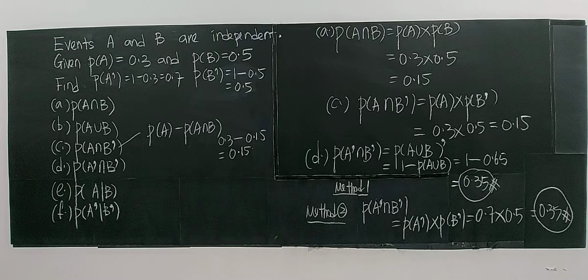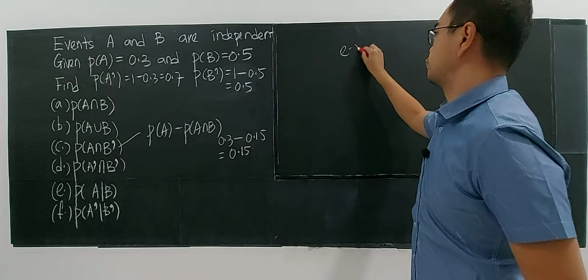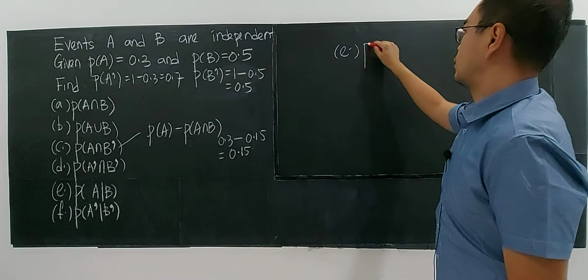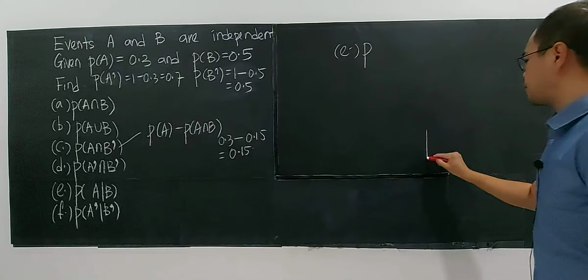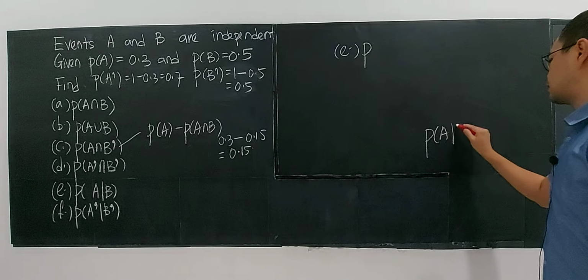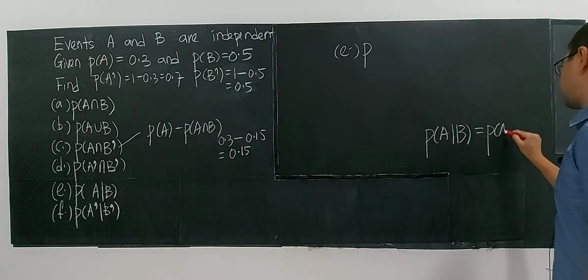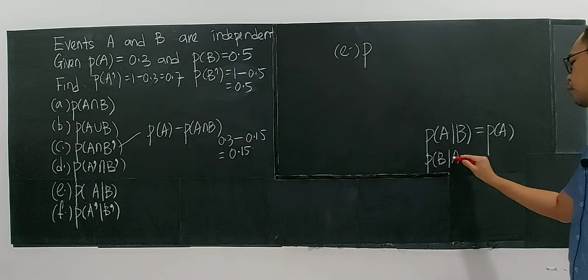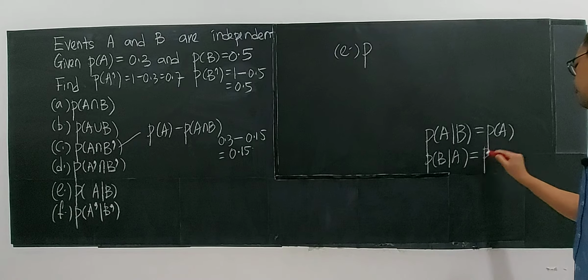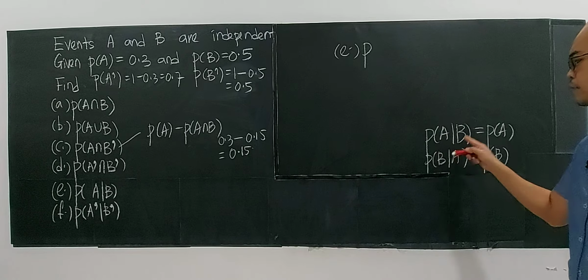Alright, how about part E, right? You have understood the concept that A and B are independent. So if A and B are independent, you have to understand that the probability of A given B will be the same as the probability of A. Or we say that the probability of B given A is the same as the probability of B. This happens when the events A and B are independent.